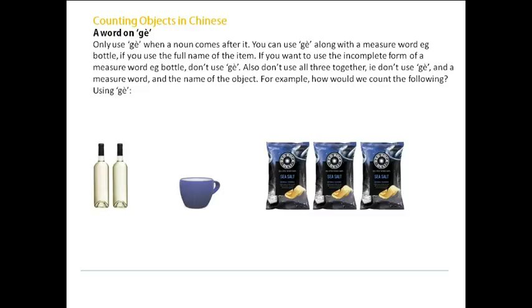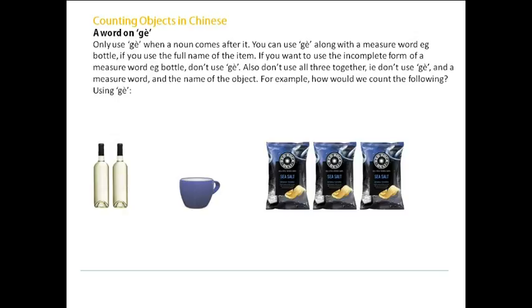You can use 个 along with the measure word, such as bottle, 瓶子, only if you use the full name of the item. If you want to use the incomplete form of a measure word, for example, bottle would be 瓶, 一瓶, or 一瓶酒. Don't use 个. So if you want to say one bottle of wine, don't say 一个瓶酒. Also, don't use all three together. So don't use 个 and a measure word and the name of the object.